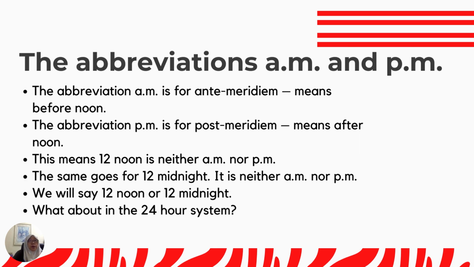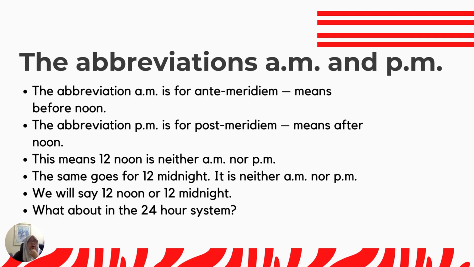Okay, the abbreviations of AM and PM. AM means ante-meridian, which means before noon, and PM means post-meridian, which means after noon. So this means 12 noon is neither AM nor PM. Same goes with 12 midnight, it is neither AM nor PM. So we just say it's 12 noon or 12 midnight. 12 noon is when the sun is directly on top of our head. You cannot see any shadows around you, because the shadow is actually under you. So that is 12 noon.